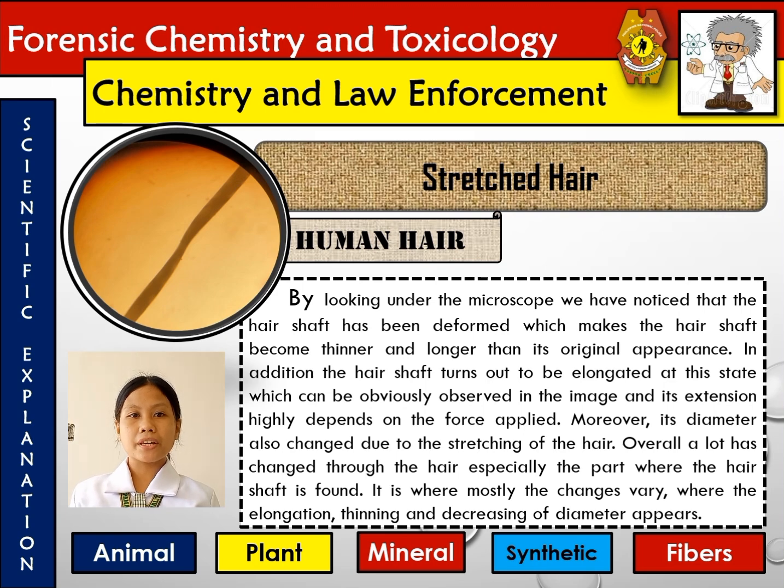Stretched hair. By looking under the microscope, we have noticed that the hair shaft has been deformed, which makes the hair shaft become thinner and longer than its original appearance. In addition, the hair shaft turns out to be elongated at this state, which can be obviously observed in the image, and its extension highly depends on the force applied. Moreover, its diameter also changed due to the stretching of the hair. Overall, a lot of changes occur throughout the hair, especially the part where the hair shaft is found. It is where the changes mostly vary, where the elongation, thinning, and decreasing of diameter appear.